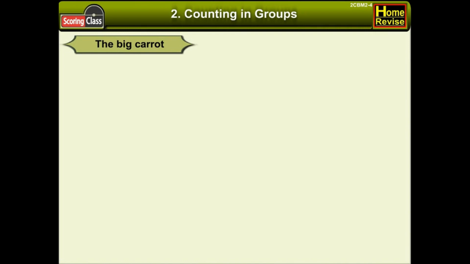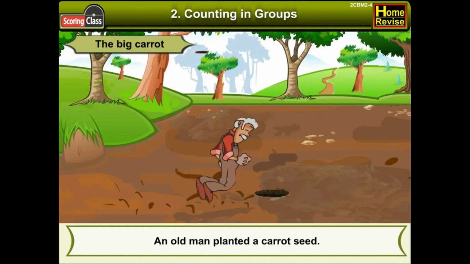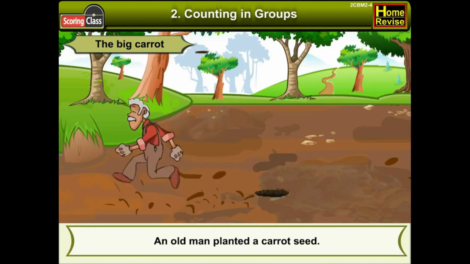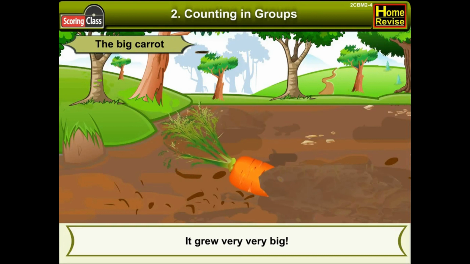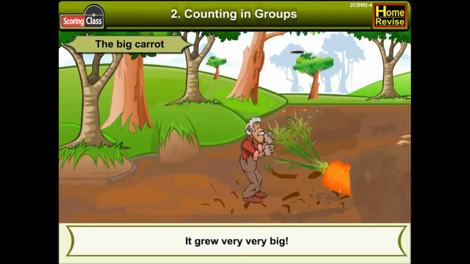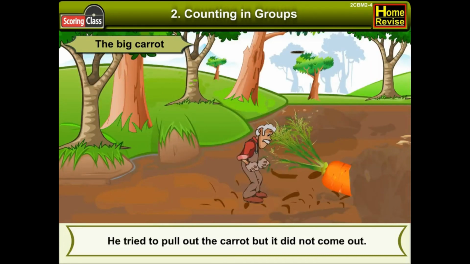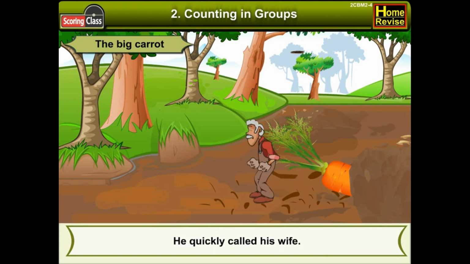The big carrot. An old man planted a carrot seed. The carrot grew big and sweet. It grew very, very big. He tried to pull out the carrot, but it did not come out. He quickly called his wife.